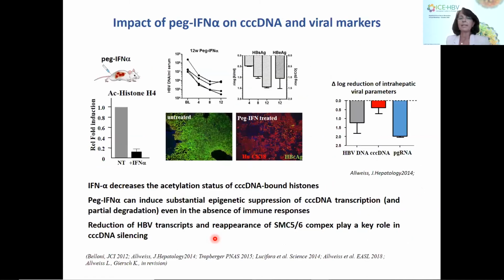And particularly looking at the role of interferon, this is quite complicated, because besides having immune modulatory effect, we know meanwhile that interferon alpha also decreases the acetylation status of cccDNA bound histones, leading to reduction of S antigen, E antigen, and other markers. So there is also an epigenetic suppression of cccDNA transcription, which can be induced by pegylated interferon alpha, and also some partial degradation. Meanwhile, we also know that the SMC5/6 complex plays a key role in cccDNA regulation and silencing.